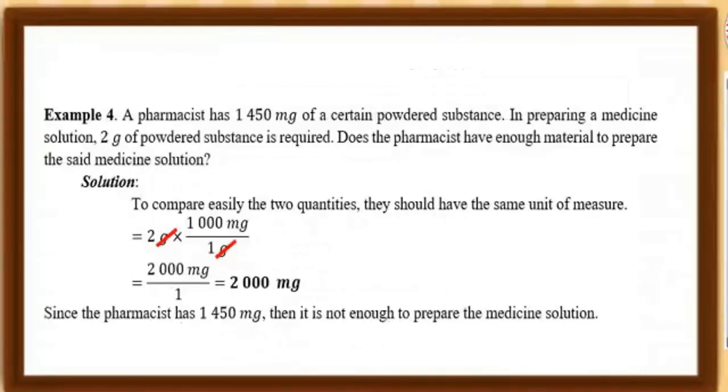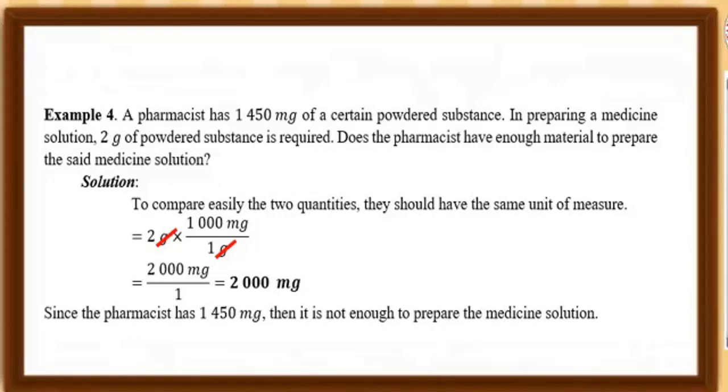Now let us have example number 4. A pharmacist has 1,450 milligram of a certain powdered substance. In preparing a medicine solution, 2 gram of powdered substance is required. Does the pharmacist have enough material to prepare the said medicine solution? And here is the solution for comparing 1,450 milligram to grams.